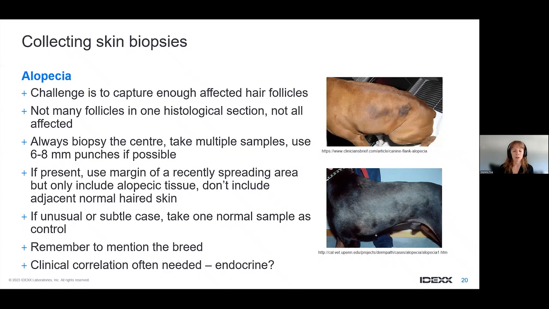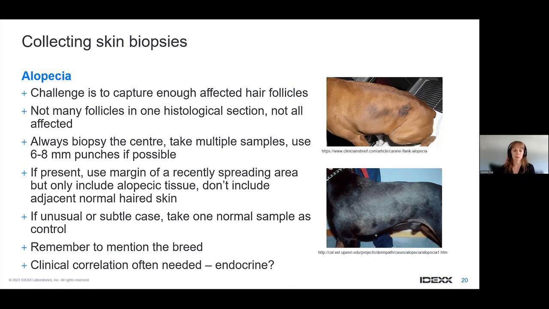And if it's possible and you can identify a recently spreading area, then it's really helpful to sample this as well. But with a recent alopecia area, it's helpful not to include the adjacent normal skin, because that makes it a bit more complicated for us to see: okay, there are some normal hair follicles. Is that just because not all of the hair follicles are affected, or is it because they are at the periphery of the biopsy, if that makes sense?